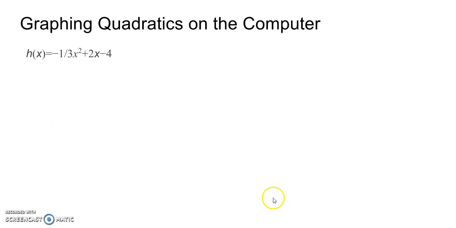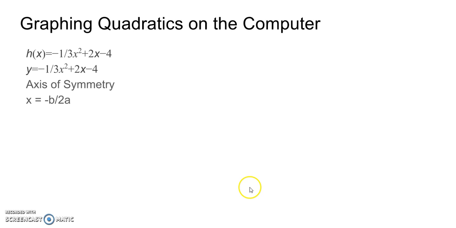Okay guys, so let's see how you find the axis of symmetry, vertex, and another point to graph on the computer. First I'm going to change the h of x into y and rewrite this equation. Next I'm going to find the axis of symmetry. To do that I'm going to use x equals negative b over 2a because this equation is in standard form. So I substitute the b with the opposite of 2. I substitute the a with negative 1/3. Simplify that. 2 times negative 1/3 is negative 2/3.